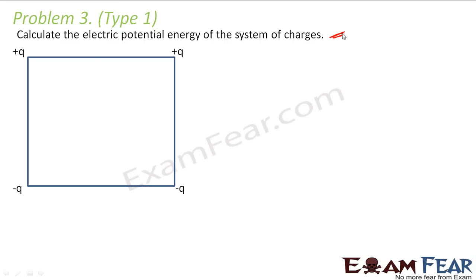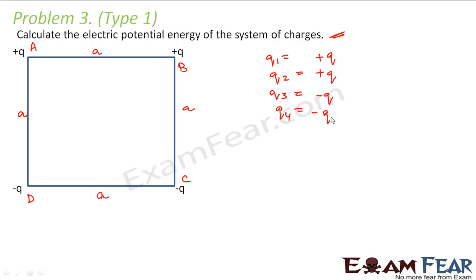So you have to calculate the net potential energy of this system. Since it is a square, all these sides will be equal. Let us say they are all A. Let us name the vertices: this is A, this is B, this is C, and this is D. Here you have four charges, Q1, Q2, Q3 and Q4. The value of Q1 is plus Q, Q2 is plus Q, Q3 is minus Q and Q4 is minus Q. This is what is given in the problem. So what would be the net potential energy of the system?